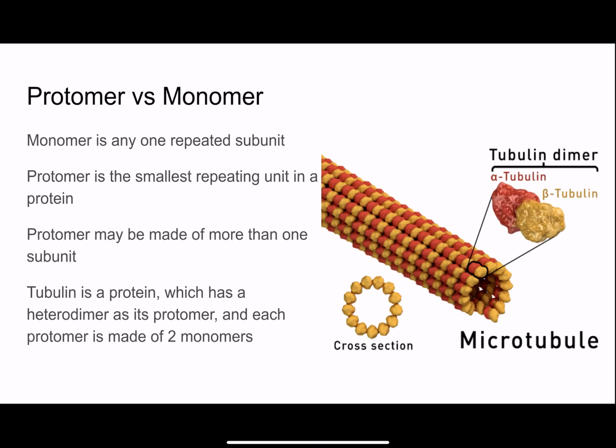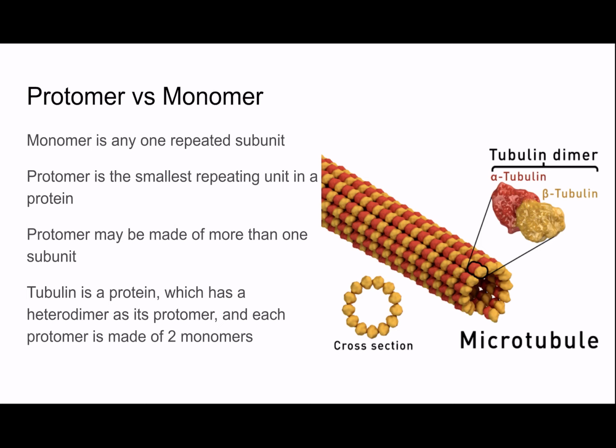Now, one thing to clarify is the distinction between a protomer and a monomer. So the monomer is the smallest repeated subunit, whereas the protomer is the smallest repeating unit that makes up the protein. So this means that a protomer can be made up of more than one monomer, but a monomer is always only one subunit. So in this case, let's take a look at tubulin, which is a protein that is commonly found in microtubules.